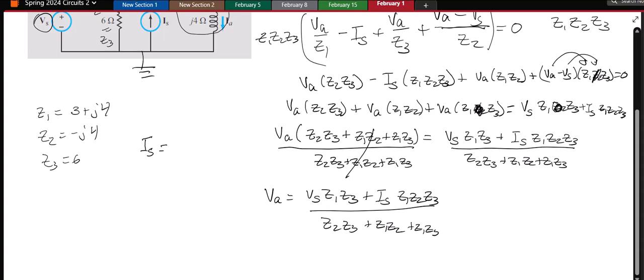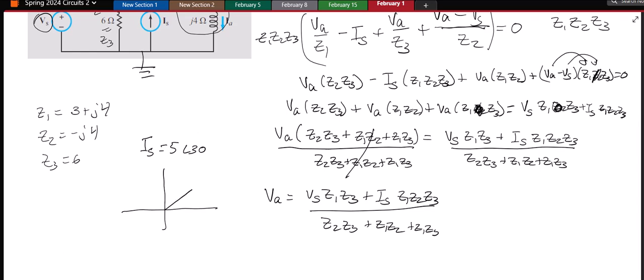So IS is 5 angle 30. To change that to rectangular, let's just realize what 5 angle 30 means. It means it's a distance of 5 from the origin and at an angle of 30 degrees, where this is our real axis and this is our imaginary axis. And so this side is 5 cosine 30, and this side is 5 sine 30, and that's the imaginary side. 5 cosine 30 is 4.33, 5 sine 30 is 2.5. So IS in rectangular coordinates is 4.33 plus j 2.5.